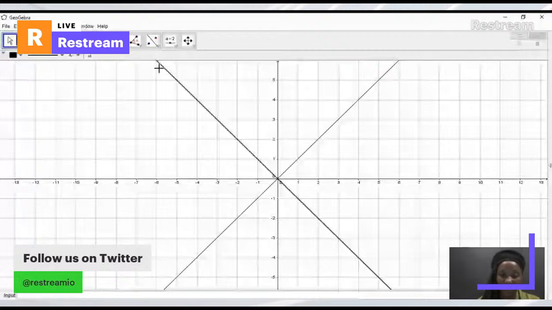Whatever y is, x is the negative of it. So when x is 1, y is negative 1. X is 4, y is negative 4. X is negative 3, y is 3. Whatever y is, x is the opposite of it. This line also passes through the origin, but look at how it's inclined. The line y equals x is oriented to the right, while the line y equals negative x is oriented to the left.